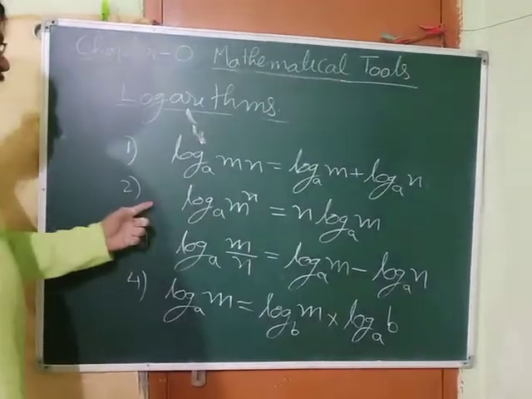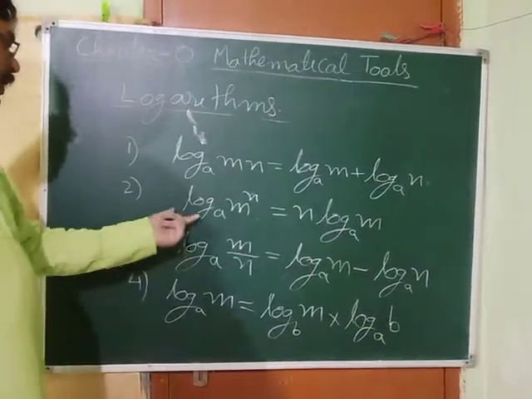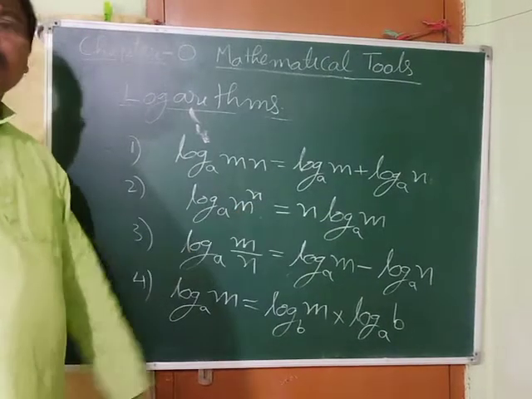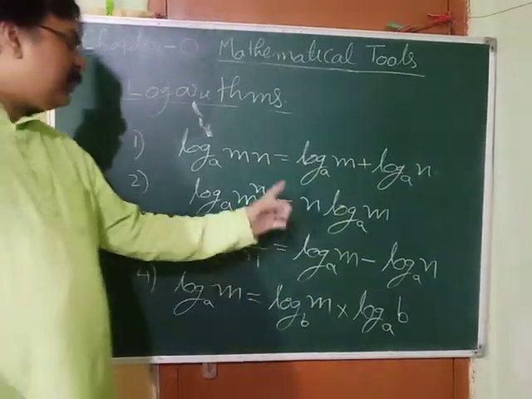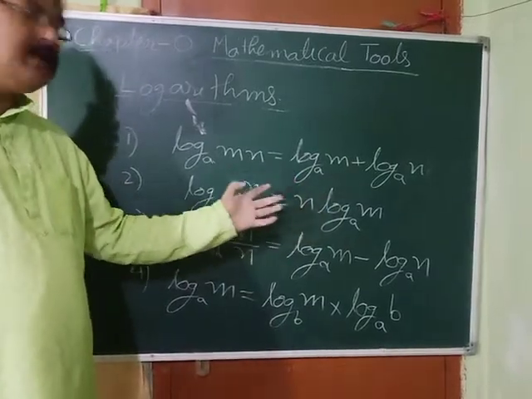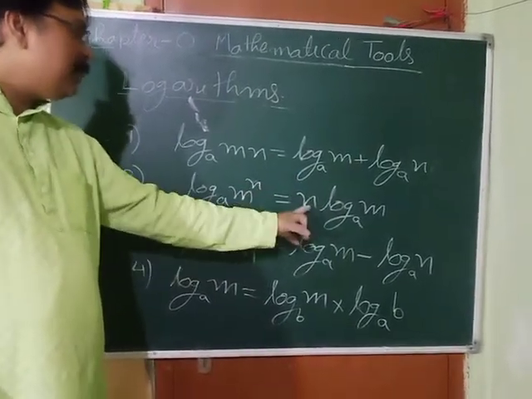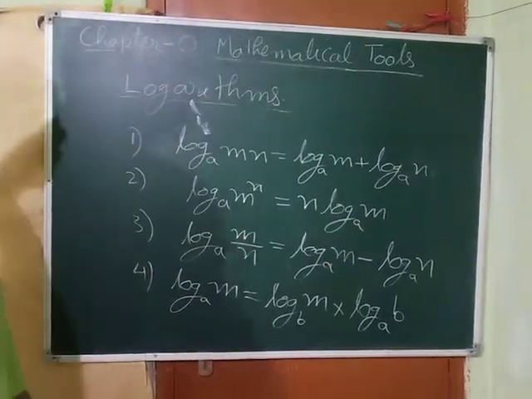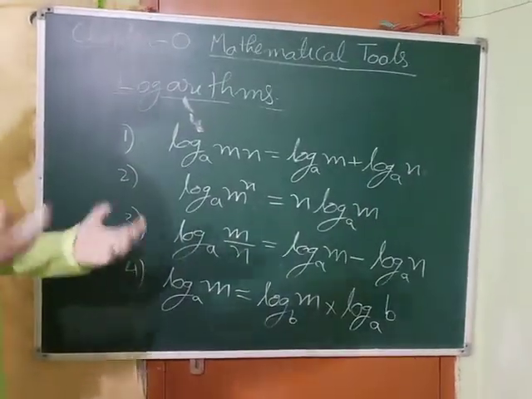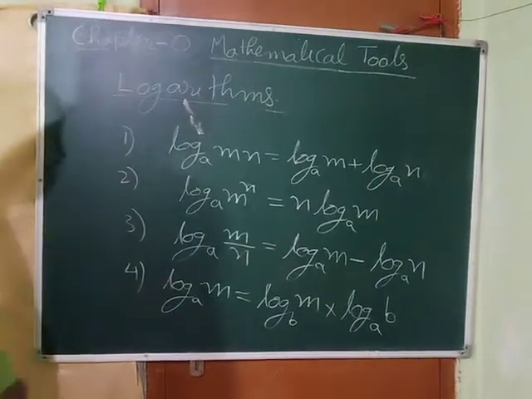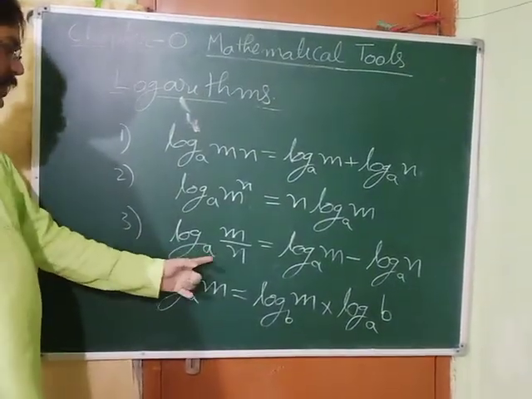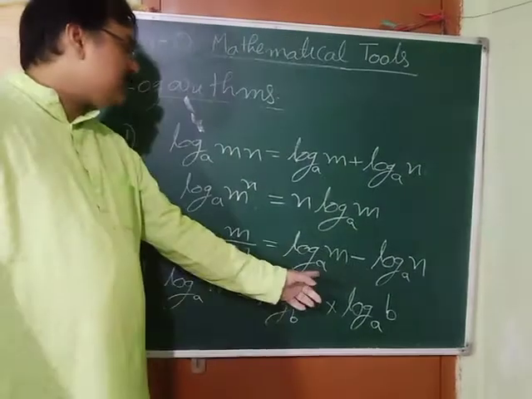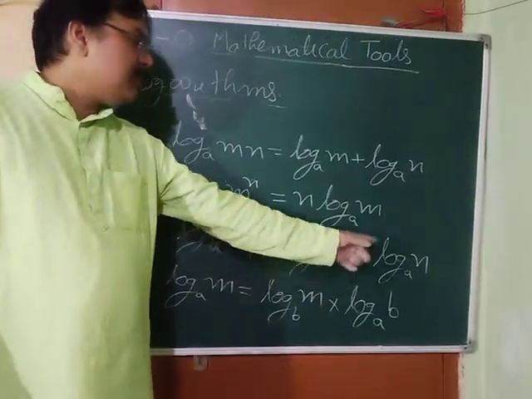Now, this is called sum formula. This is power formula. See, log to the base a of m raised to the power n. If power is there, then in logs it makes it very easy. You can multiply n here, and you can write n times log to the base a of m. So you can find out the values of higher powers of a number very easily using logarithm. Here, log to the base a of m by n, it is a difference formula. We can write log to the base a of m minus log to the base a of n.